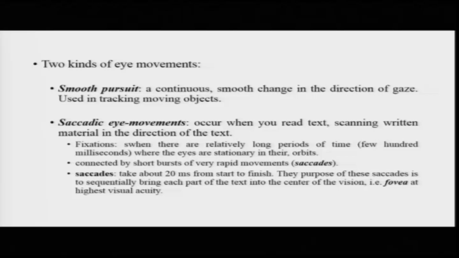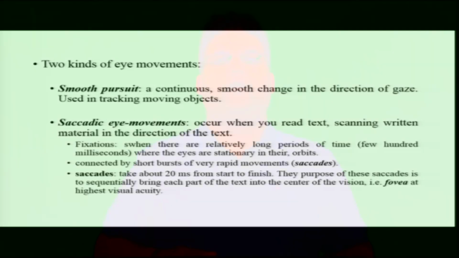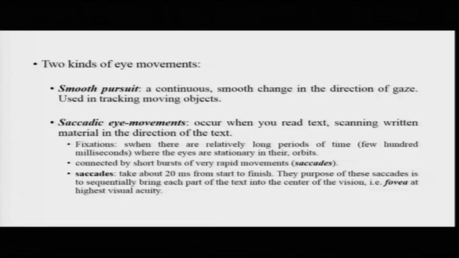The other kind of eye movements that one could talk about are the saccadic eye movements. Saccadic eye movements occur when you are trying to read text, and you scan in the direction of the text. If you are reading Hindi or English, it is usually from left to right. If you are reading Urdu or Arabic, then it will be from right to left. So, the eye movement is tied to what script you are reading, and will follow the pattern of the script in order to optimize your information uptake from the script. Okay.